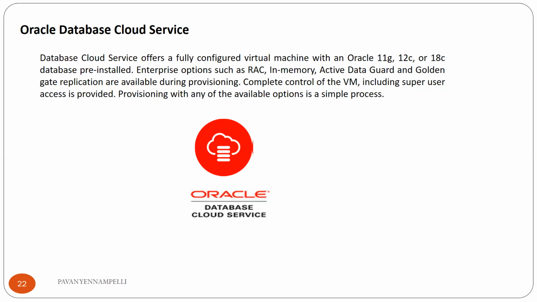In this session, we will learn the different types of Oracle Cloud database services offered and an overview of Oracle Database Cloud Service. Oracle Database Cloud Service offers a fully configured virtual machine with 11g, 12c, 18c database software pre-installed. It also offers some enterprise options like RAC, In-Memory, Active Data Guard, and GoldenGate replication. Complete control of the virtual machine, including the superuser root, is provided.